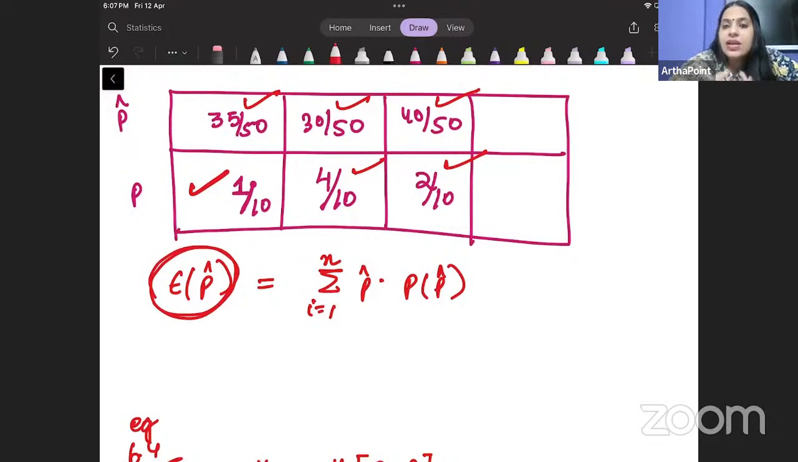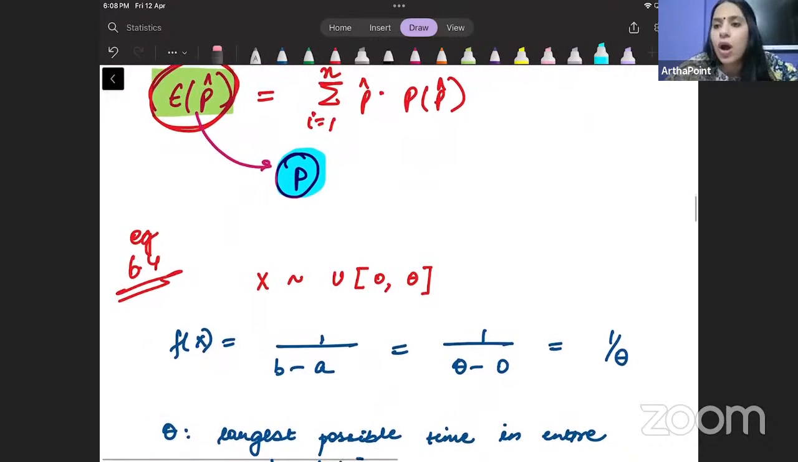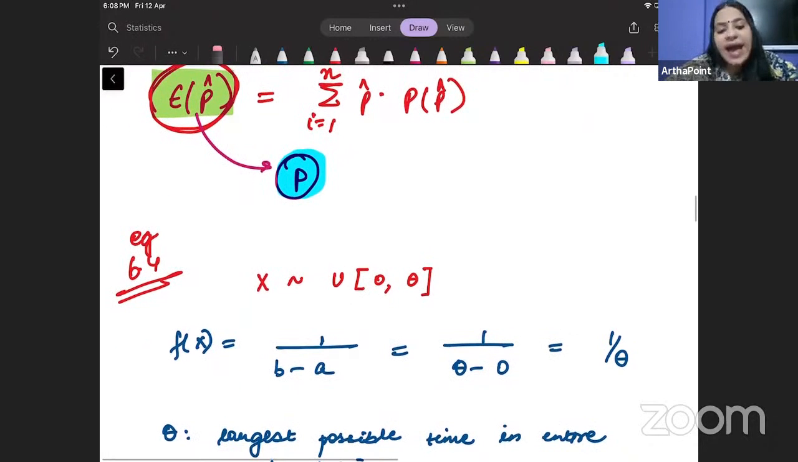Clear? Now, what am I saying? What is my claim? That the expected value of this P hat that you will get will be equal to the value of the population parameter. This is called being unbiased. It is said that this parameter is unbiased. Am I clear with this?